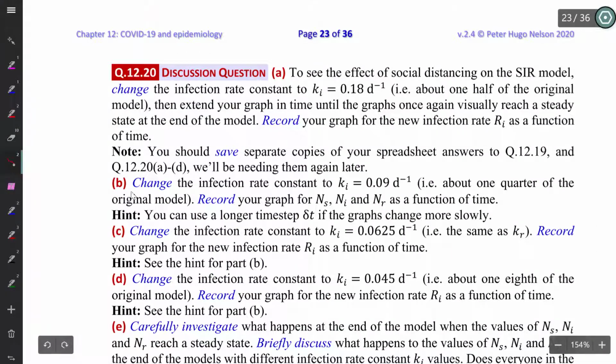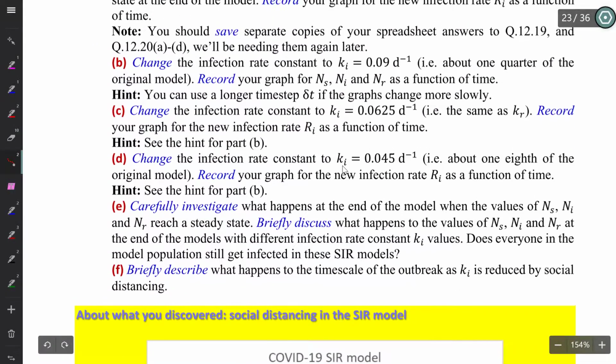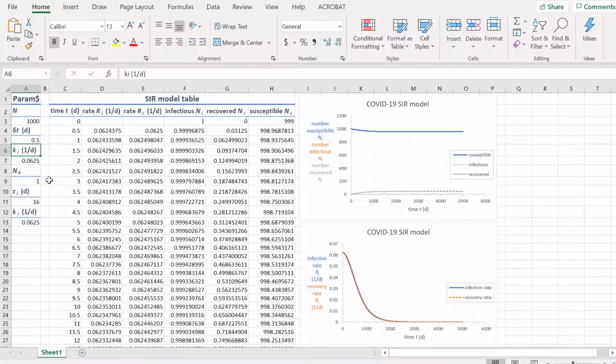is the question says, for part D, change KI to 0.045 days. So that's 1/8 of the original model. So if in your social distancing you're seeing only 1 in 8 people that you might have normally seen in a week or a month, then hopefully we could decrease the infection rate constant down to 1/8 of what it was beforehand. Alright, so let's see how that looks.